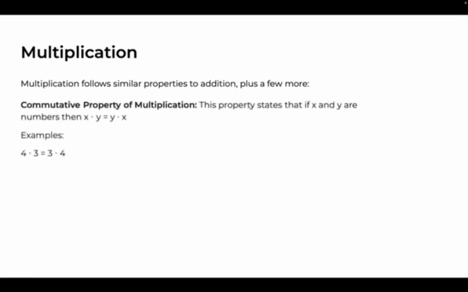Now multiplication. Multiplication is the repeated addition of a certain number. Multiplication follows similar properties to addition, plus a few more. First, the commutative property, which states that if x and y are numbers, then x times y equals y times x. This is similar to the commutative property of addition, which states that the order in which we multiply numbers doesn't matter.